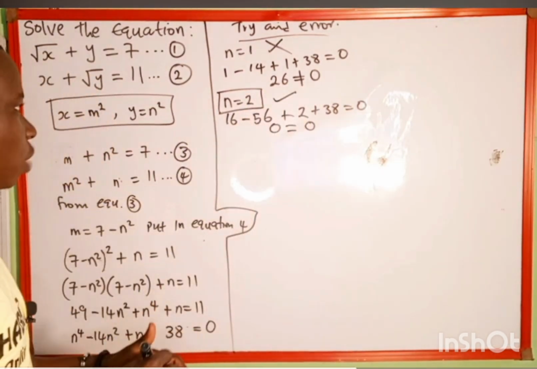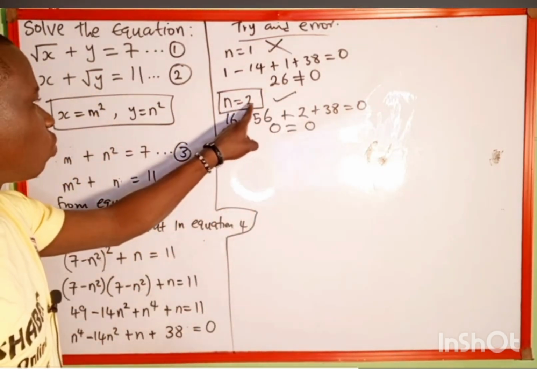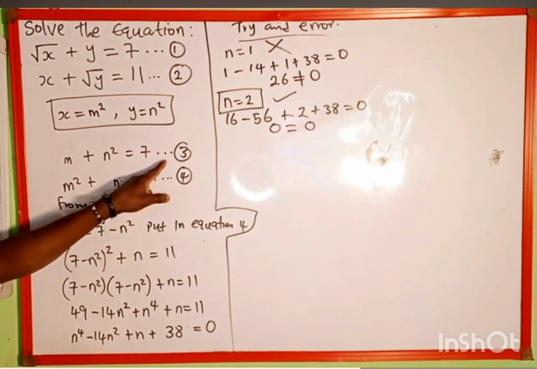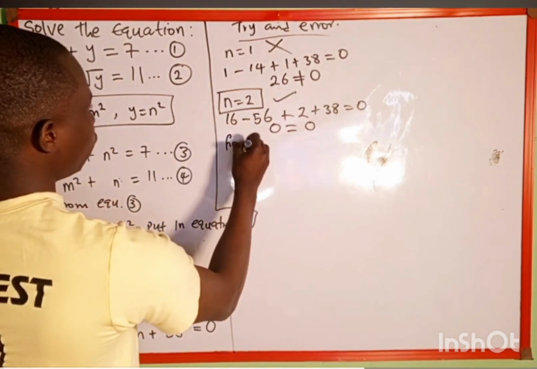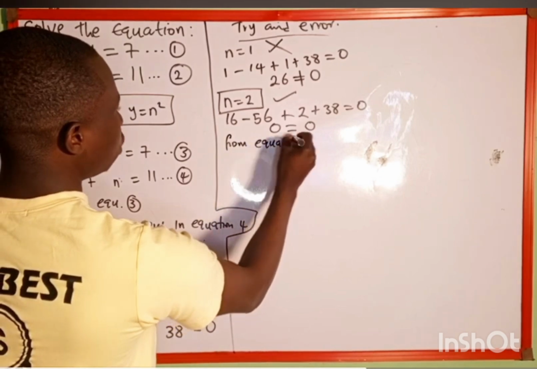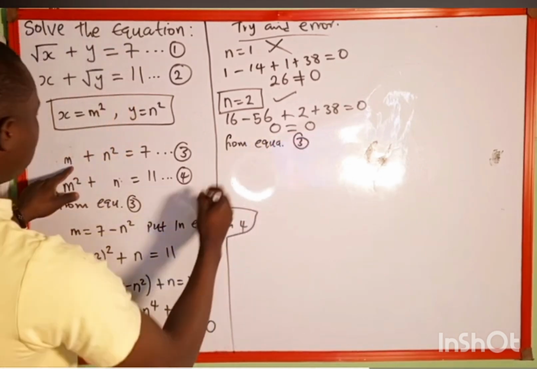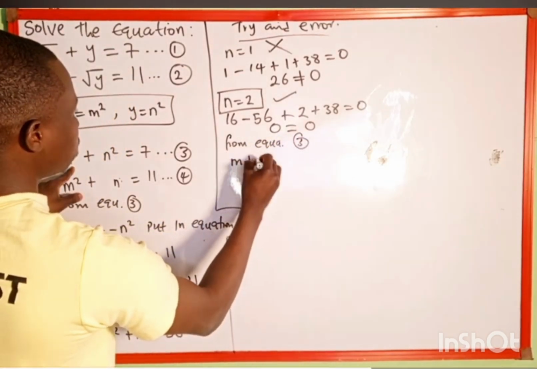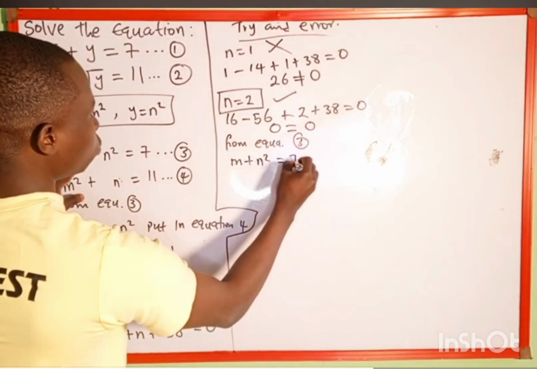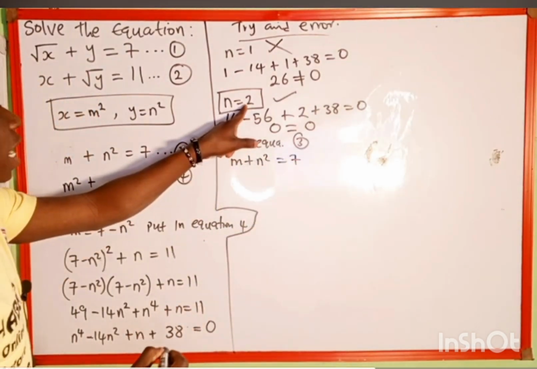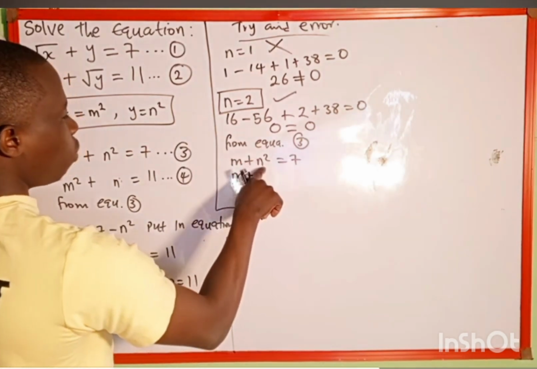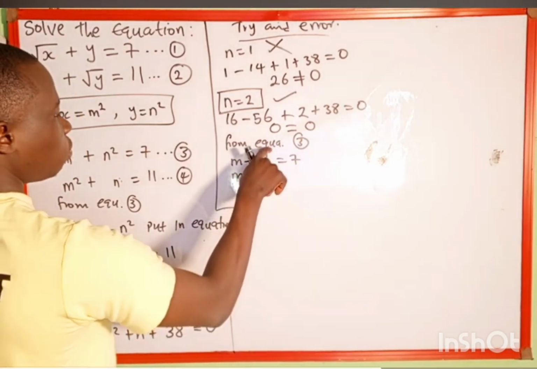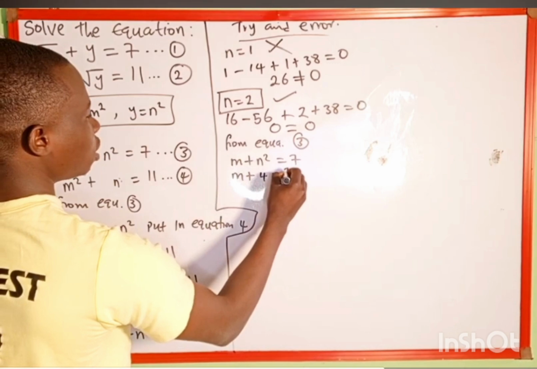So the next thing we're going to do is to put this n is equal to 2 back into equation 3 to get the value of m. So what is equation 3? m plus n to the power 2 is equal to 7. So let's replace n is equal to 2 into this equation. So this is going to be m plus, when we plug in 2 here, 2 raised to the power of 2 is going to be 4, which is the same as 7.